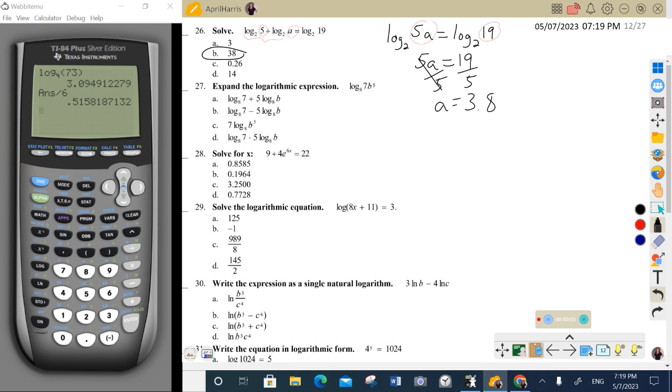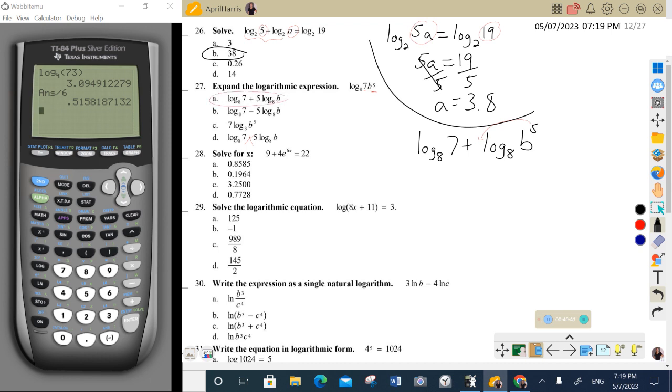All right, number 27 wants you to expand. So I'm noticing inside this log we have a 7 times b to the 5th. So I'm going to separate this, and that's going to be log base 8 of 7 plus log base 8 of b to the 5th. That's the product property going in reverse. And to make it fully expanded, remember your exponent has to become your coefficient. So log base 8 of 7 plus, not times, 5 log base 8 of b. So the answer is A.